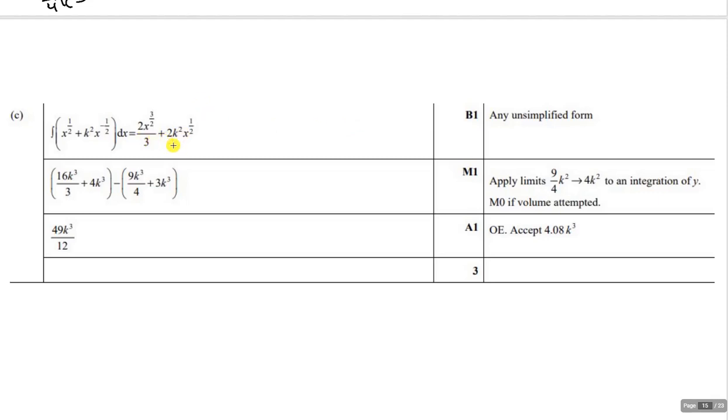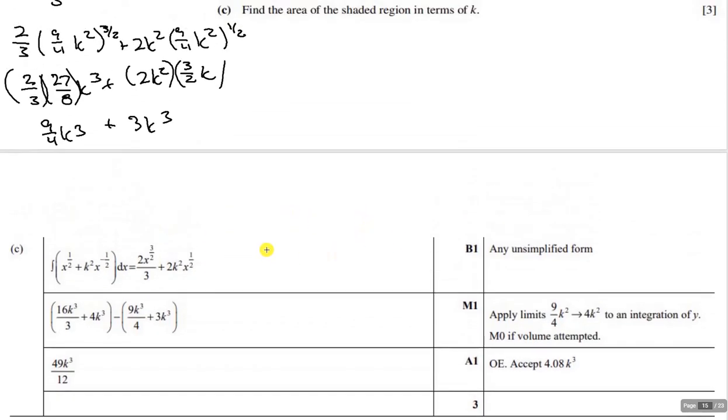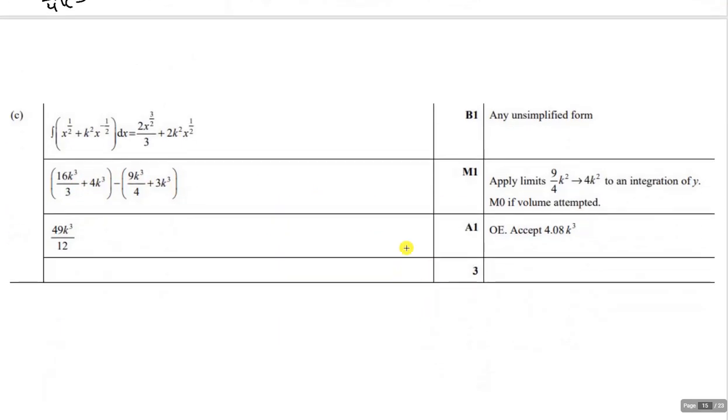That gets you a point. You need to apply the limits, or I'm sorry, integrate it correctly. And then you integrate it correctly, that gets you a point. And then you've got to substitute in the x values and subtract them. That gives you a point. And then getting it right gives you a point.